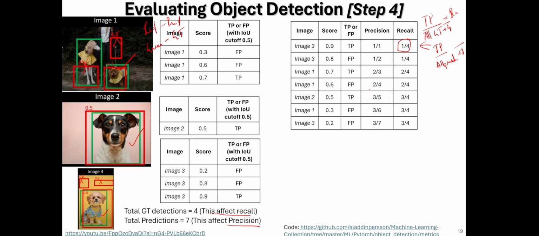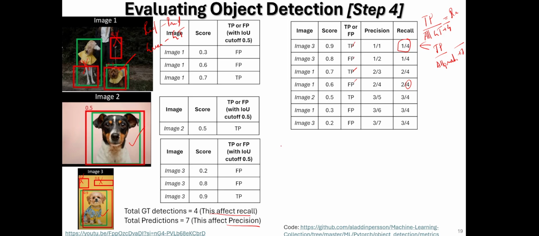Maybe one more case we'll explain. 0.6 is a false positive. So that means the number of cases increases to 4, but true positives remain at 2. So total is 4 predictions, out of that only 2 are correct. So 2 by 4. Similarly, 2 true positives and total 4 annotations. So you can do that for the remaining.